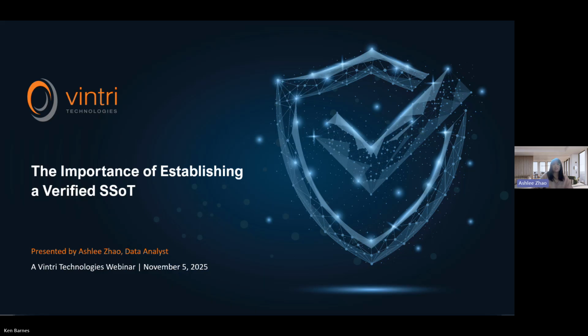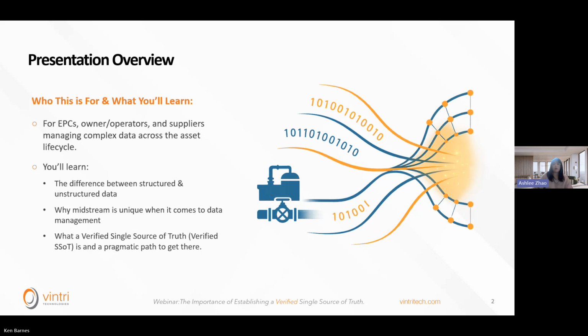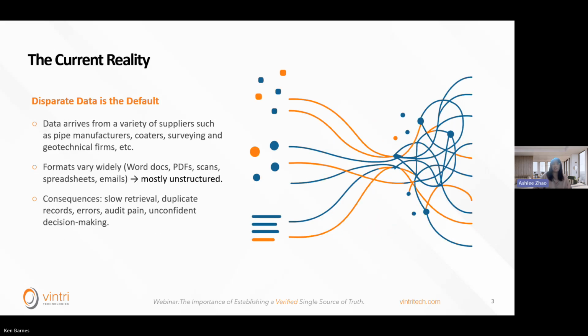So over the next 20 minutes, we'll start by looking at why data today is so fragmented, why disparate data is the default, especially in midstream. Then we'll build from there to define what is a verified single source of truth and walk you through how to achieve it in a phased and realistic way. My goal is that by the end, you walk away with a practical path to start centralizing and verifying your own data, no matter where you are in your digital journey.